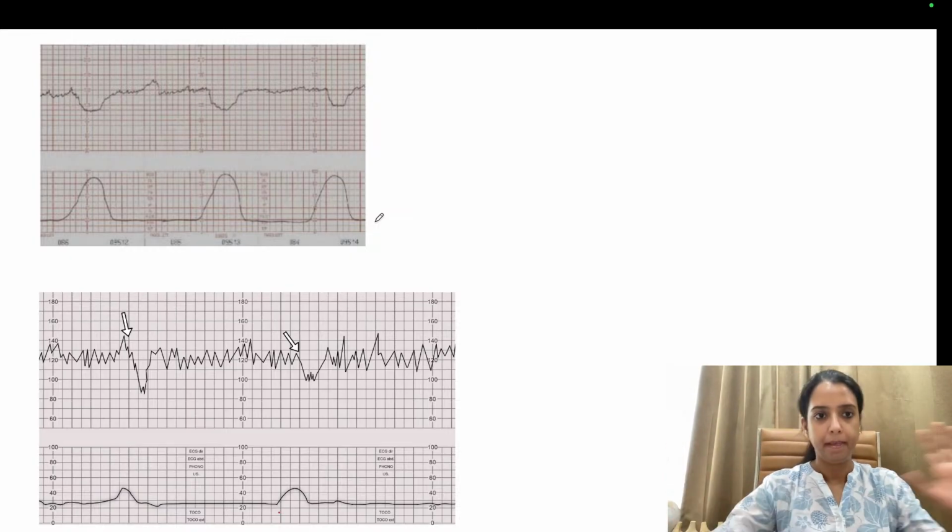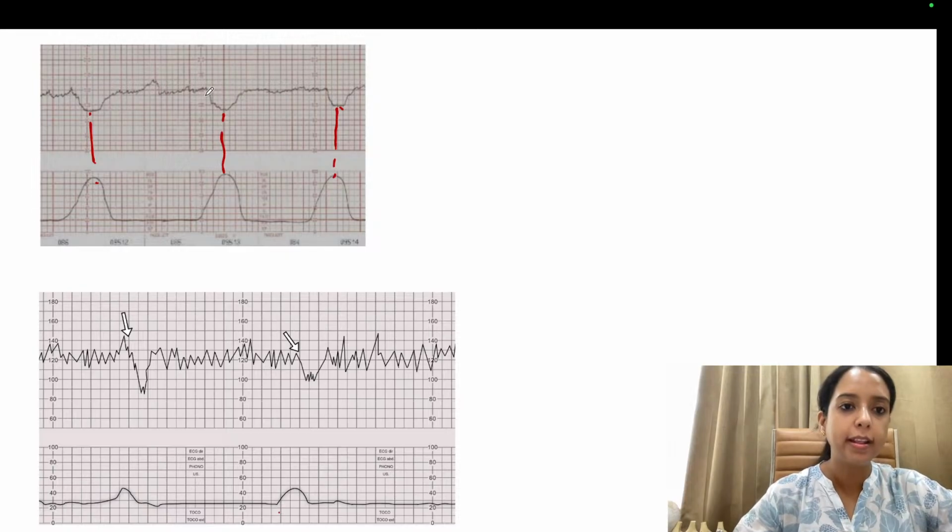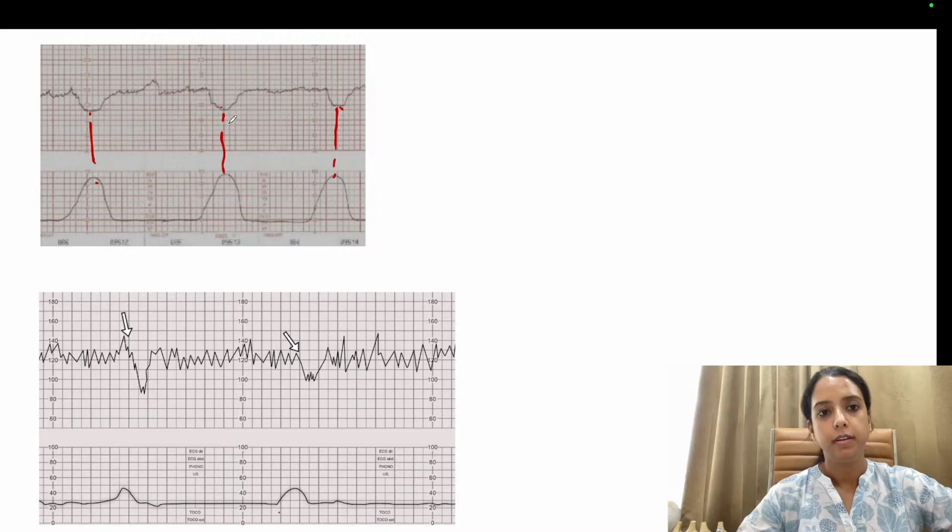Simple. So, can you see this one? The uterus is contracting and with each contraction, the heart is decelerating. And the peaks are matching. They are together rising, together starting, together peaking, together going. So the peak is matching. This is early deceleration.